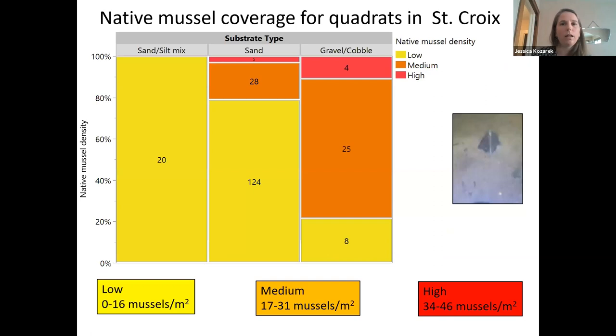On the St. Croix, we were focusing on sand and gravel sites, although we did get some information in some sandy, silty substrates, and we were focusing on low, so close to zero native mussels per square meter, up to very high, which is 34 to 46 mussels per square meter. In this case, our divers weren't measuring the percent area coverage of the native mussels, but what they were looking for are mussels that were protruding above the sediment surface. As in this image here, mussels that were sticking out and changing the roughness of the sediment surface.